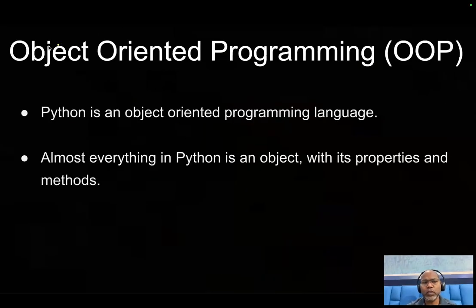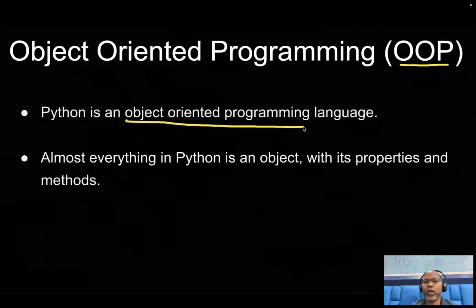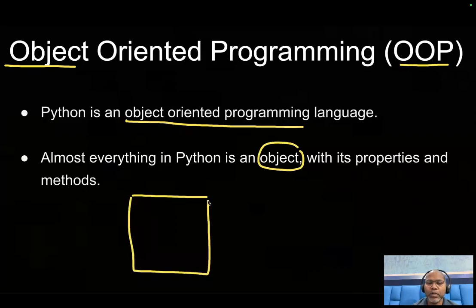Okay, so let's talk a little bit about OOPS. What is OOPS? As you know, Python is an object oriented programming language. That means almost everything in Python is also an object. So what is the meaning of object? Generally, whatever objects, statements, controls or variables we are talking about can be in the form of an object. An object has two things, properties and methods.